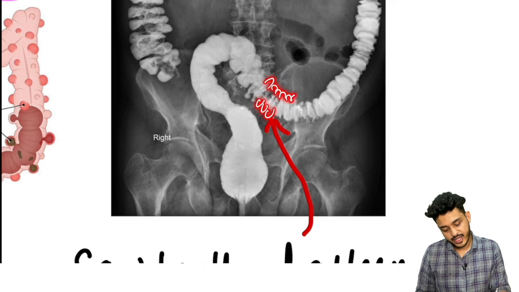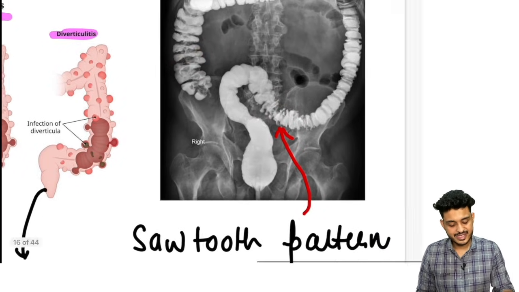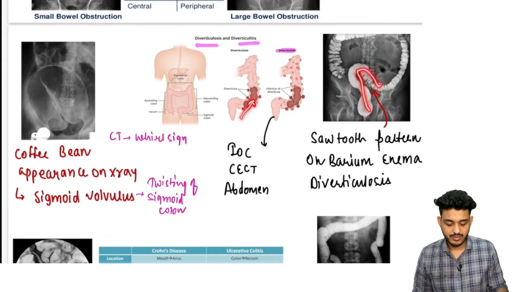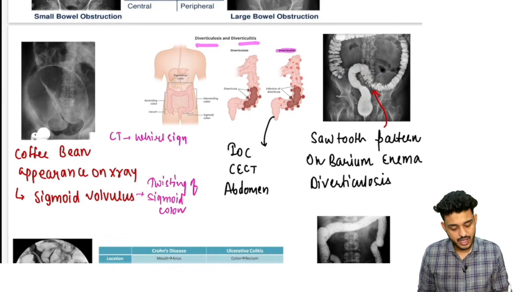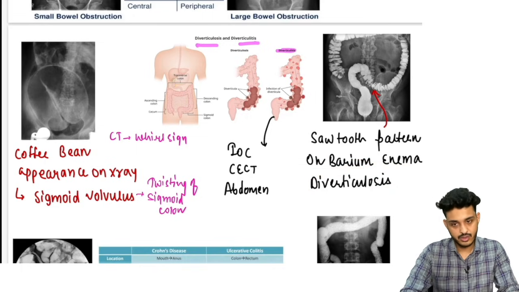This sawtooth-like appearance on barium enema is going to be suggestive of diverticulosis, right? We can do barium enema because this is in the large intestine part, so you will have a sawtooth pattern on barium enema. This is going to be diverticulosis.